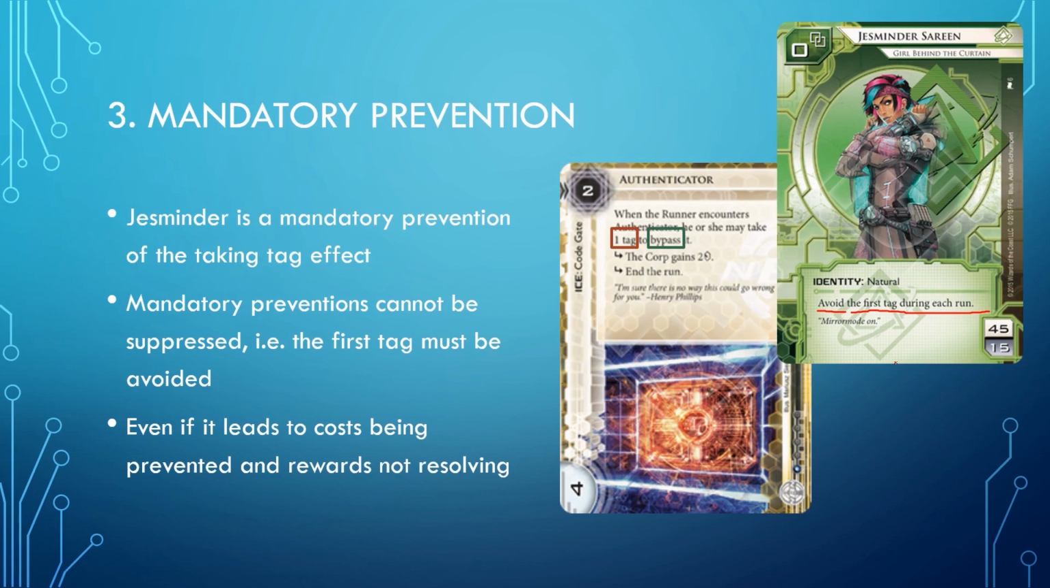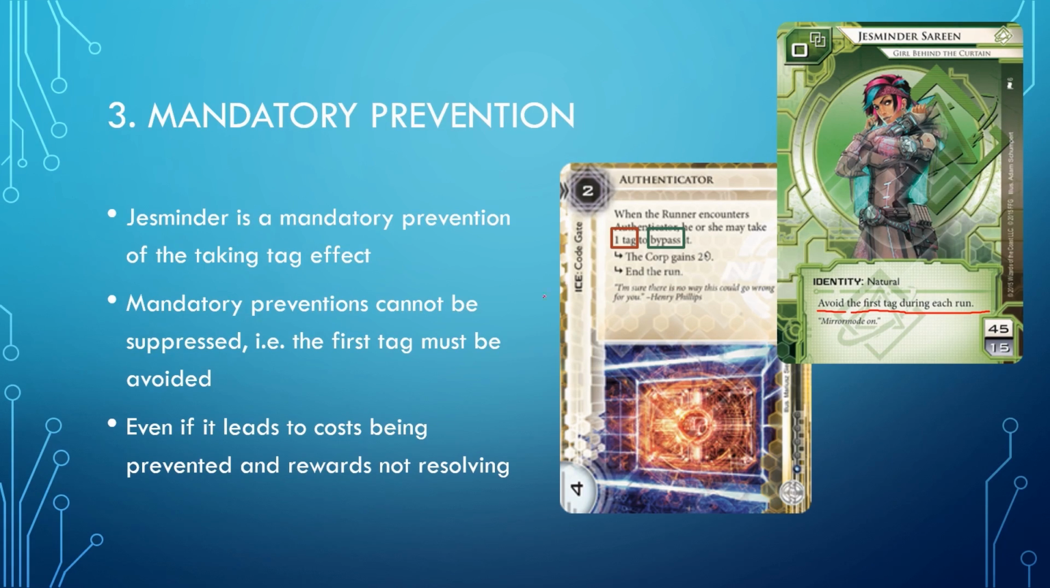Whether the runner likes it or not, the first tag they would take during each run would be prevented no matter what. Mandatory preventions cannot be suppressed unless, obviously, it says "cannot be avoided" or "cannot be prevented." The "cannot" overrides the "can." But anyway, back to this.